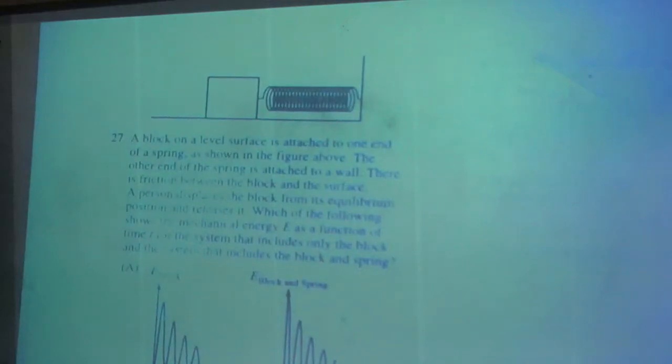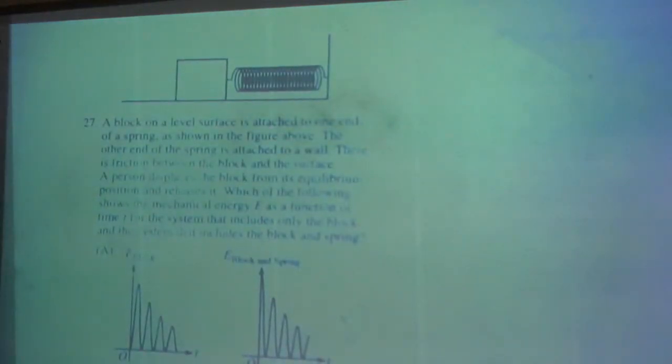Number 7, a block on a level surface is attached at one end of a spring as shown in the figure above. The other end is attached to the wall. There is friction between the block and the surface. A person displaces the block from its equilibrium position and releases it. Which of the following shows mechanical energy as a function of time for the system that includes only the block, and the system that includes the block and the spring?